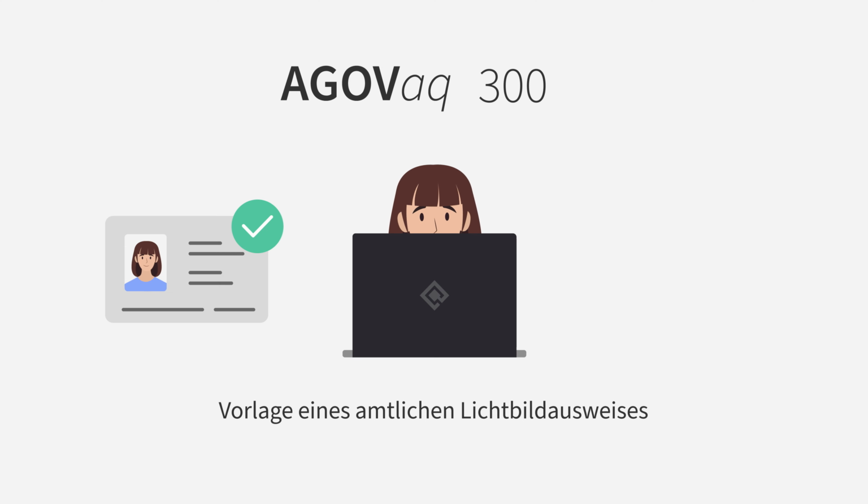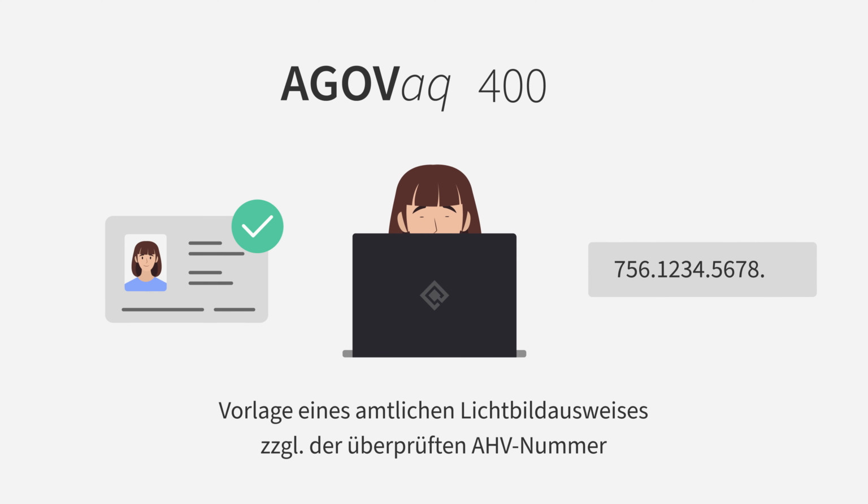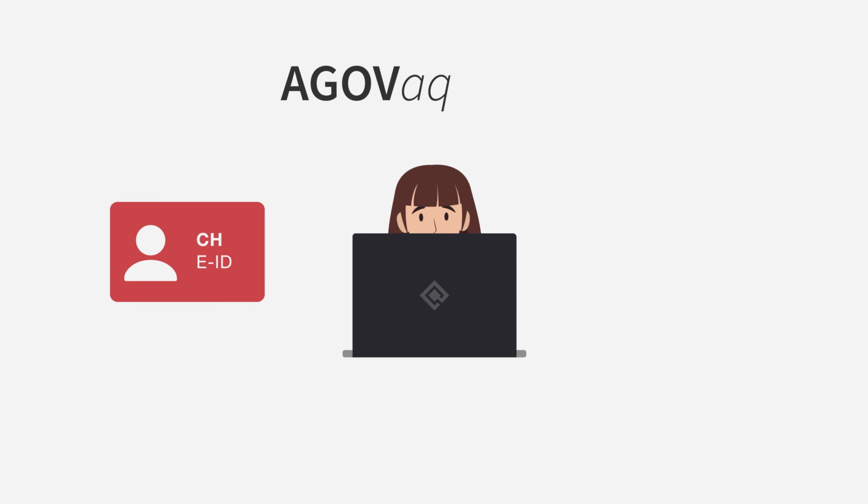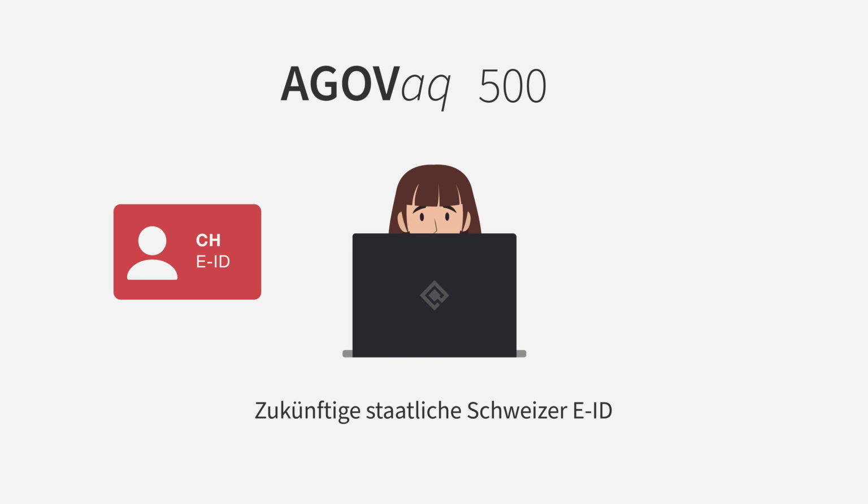If you already have AGOF AQ 300 and also enter your AHV number in the AGOF account, this is automatically verified together with your personal details, and you will obtain AGOF AQ 400. The future state Swiss eID will render all those quality improvement steps obsolete. It will provide AGOF AQ 500 and can be used directly for AGOF logins.